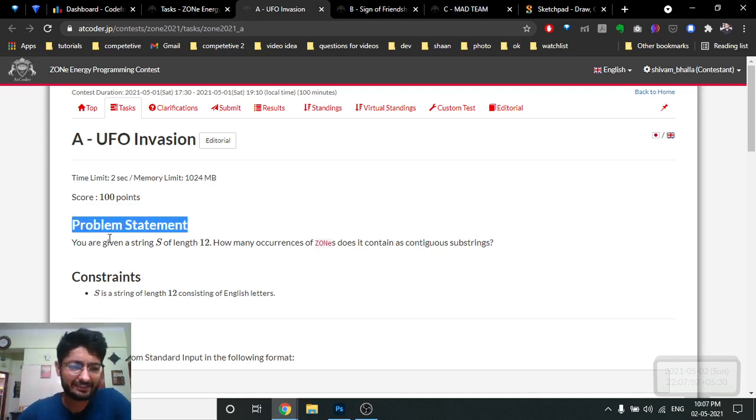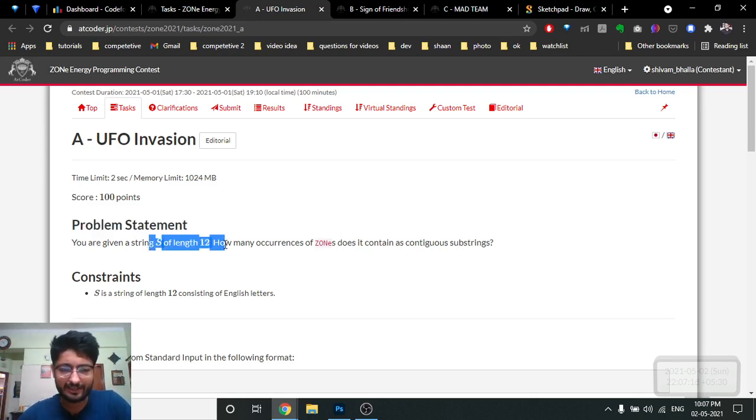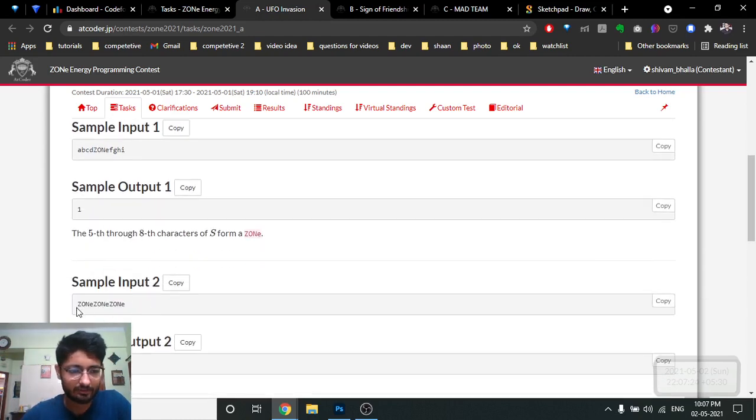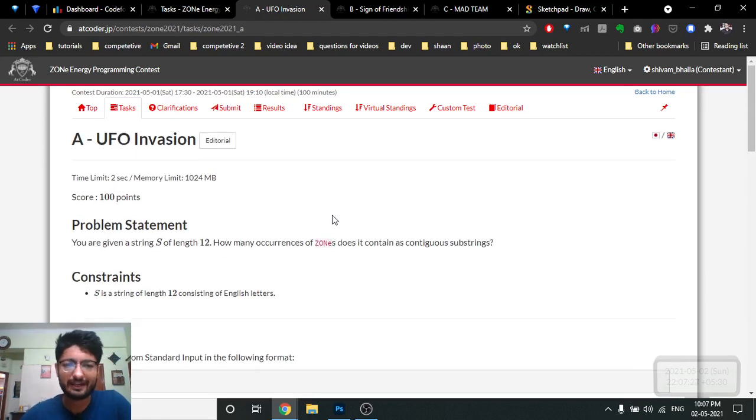The first problem is very easy. It states that you are given a string s of length 12 and you have to find out how many occurrences of ZONe are there. So you can just iterate over the string and find out how many ZONe there are. As you can see, it is 1 here and 3 here and so on. So you can just match whether ZONe is present and how many times it is present: capital Z, O, N and small e.